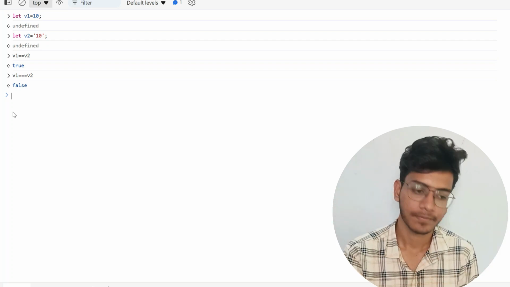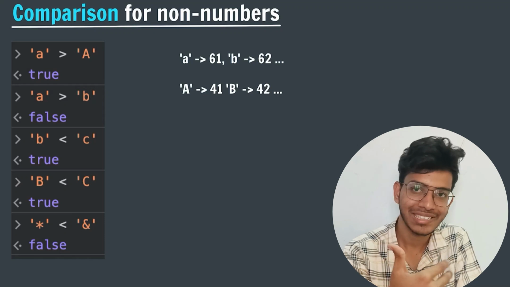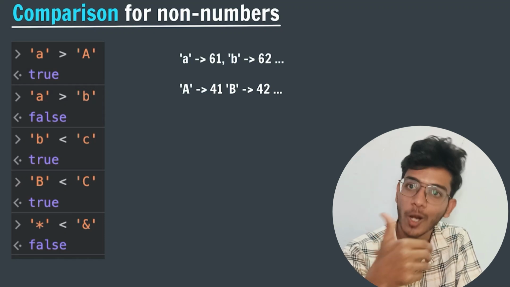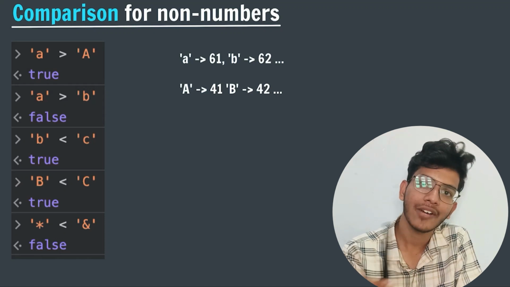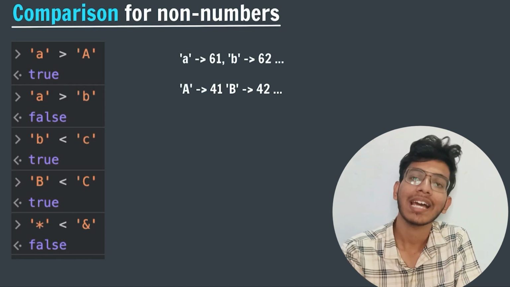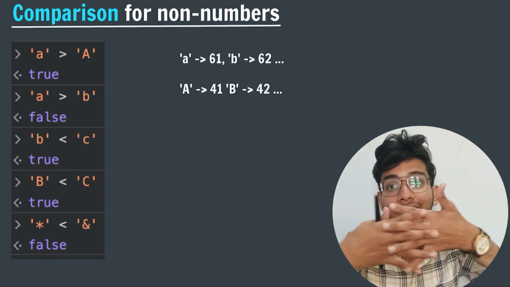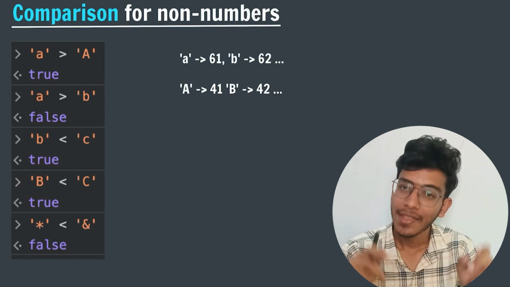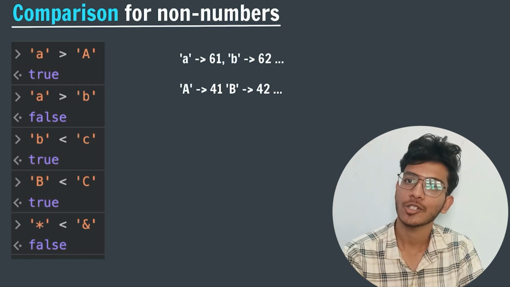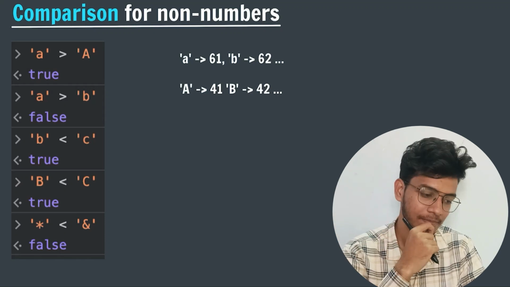Comparator operator. Now how we compare numbers we have seen, but how to compare non-numbers? To compare non-numbers, JavaScript will convert the characters into ASCII values, and those ASCII values will get compared. If those ASCII values are the same, then we will get output as true. If they are different, then we will get output as false.